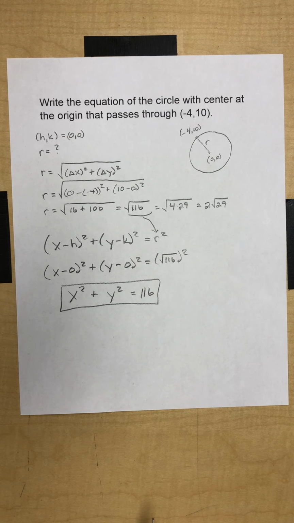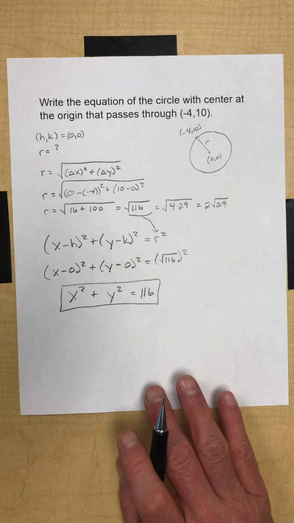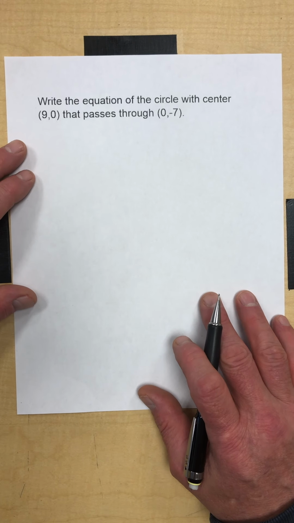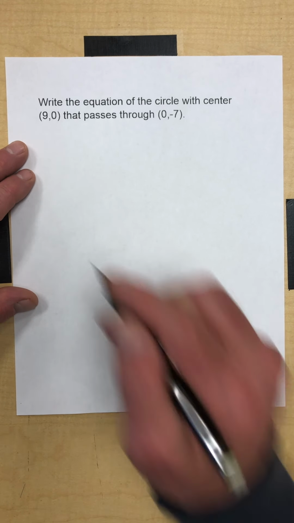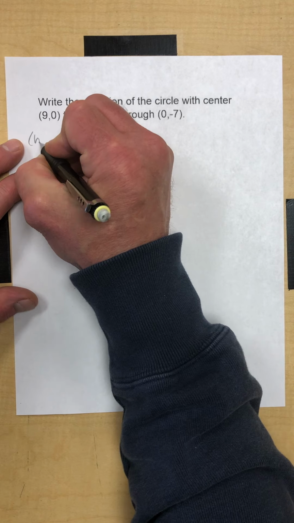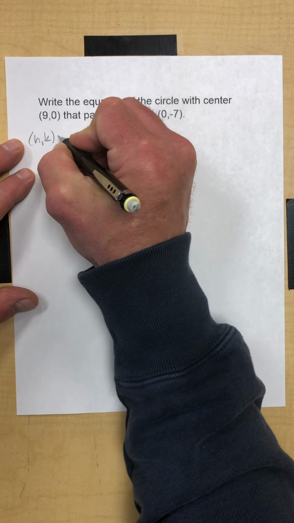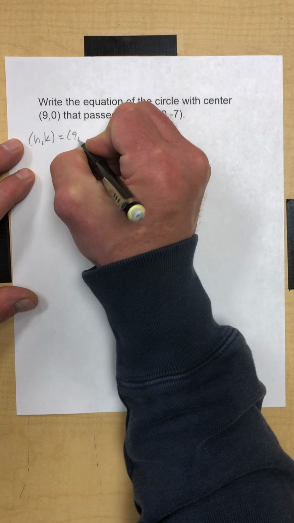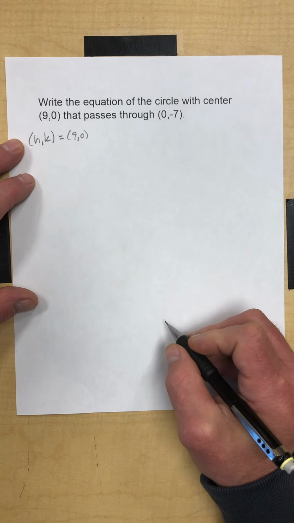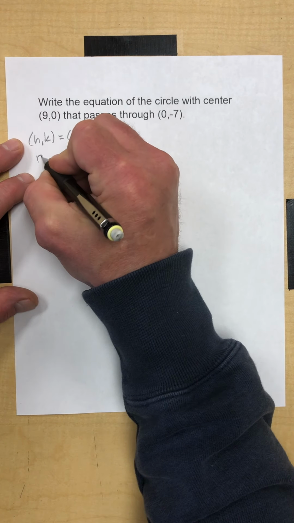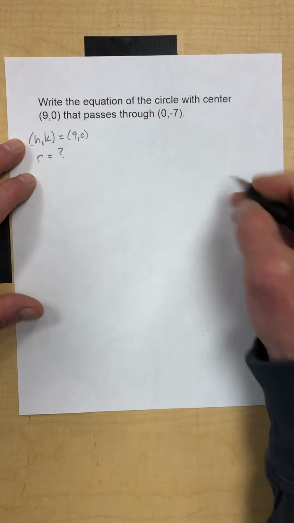Very similar to the one we did at the end of the video yesterday. Let's get one more of those. Let's see what happens here. The center is at 9, 0. Again, I'm given the h, k. That's at 9, 0. And again, I'm not given the radius, so the radius is what I'm looking for.